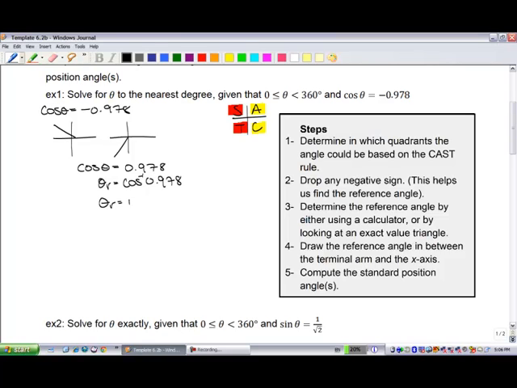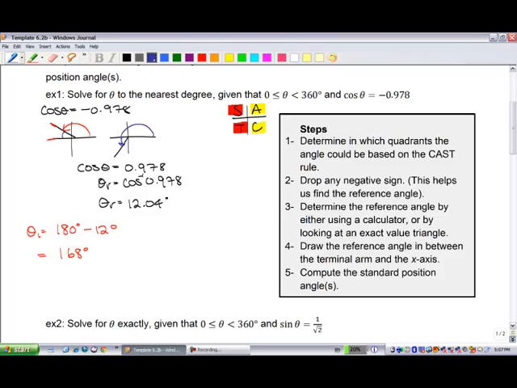Remember, the reference angle has to always be between 0 and 90 degrees. And here it's 12.04 or 12 degrees. So that reference angle is the amount between the terminal arm and the x-axis. So if we're looking for standard position angles, this theta 1, the value we're using is 180, and we are short of 180 by 12 degrees, so we get 168 degrees.